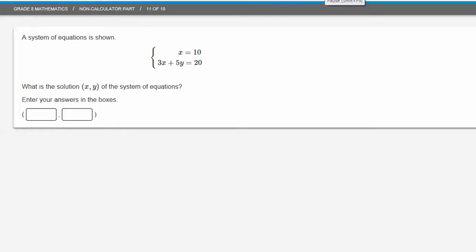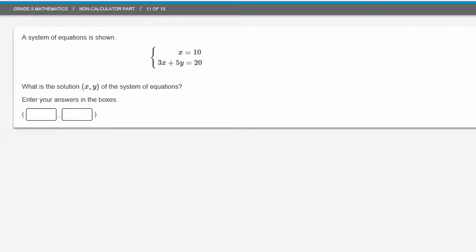All right, let's finish this part 1 off. A system of equations is shown. What is the solution (x, y) of the system of equations? Enter your number in a box, and notice how the box is giving you an answer in coordinate point form, which is exactly what you'd expect.